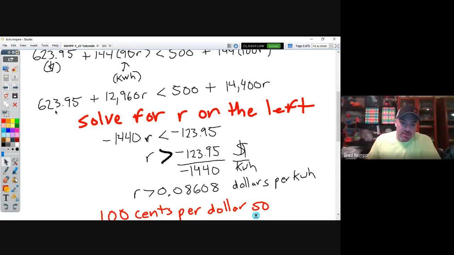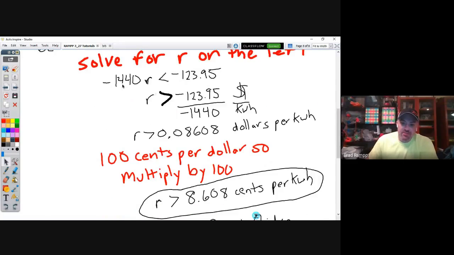And then I'm going to subtract $623.95 from $500, and that gives me negative 123.95. And then to solve for the R, I need to divide by negative 1440, and that's no problem, but just remember that dividing by a negative means you have to flip your inequality. So less than becomes greater than, and here a negative divided by a negative cancels out and gives us a positive.